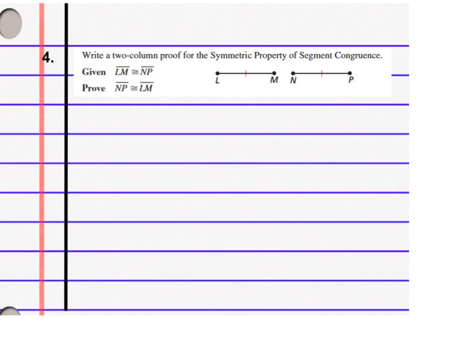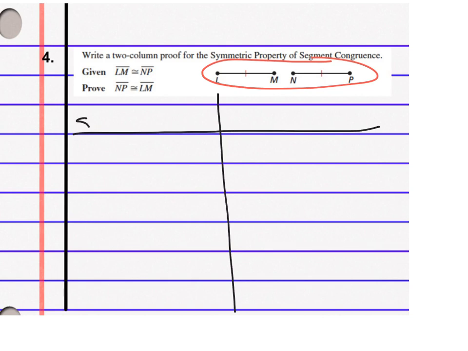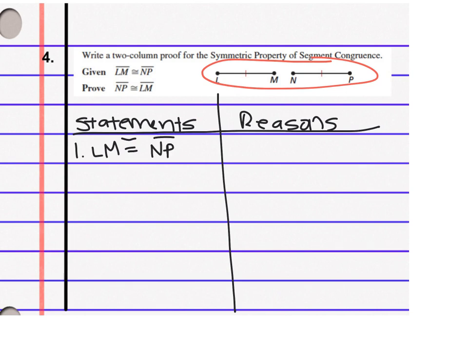You also want to make sure you draw the diagram over here and set up your statements and reasons. If you want to use S and R, that's fine. Then hopefully you're thinking, pause the video for a second, what should be your first line? You always, always, always start with what was given. So LM is congruent to NP, your reason: given. You always start with that.